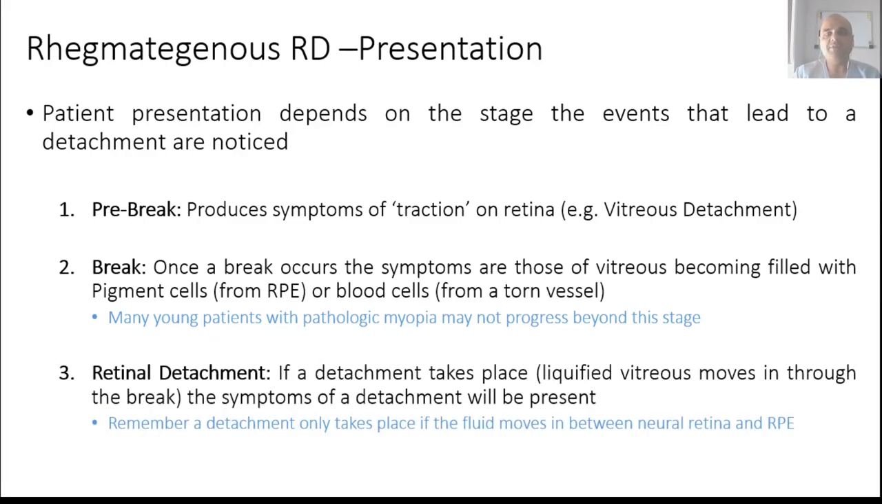And finally, you have symptoms of the detachment stage, and that detachment stage symptoms are basically some form of visual loss. But remember, this detachment would only occur when a fluid moves in through the break, separating the neural retina from the RPE.